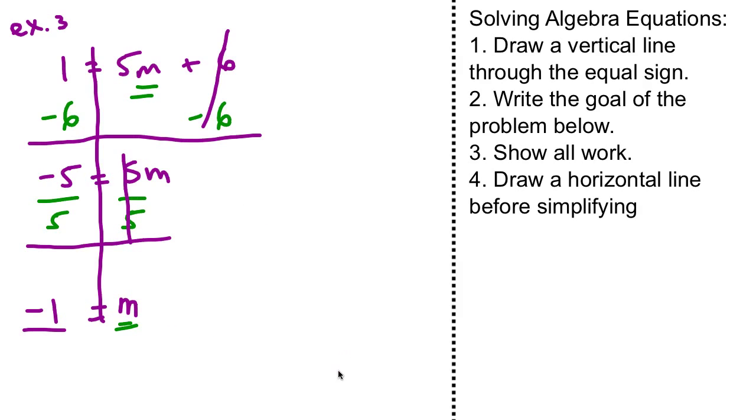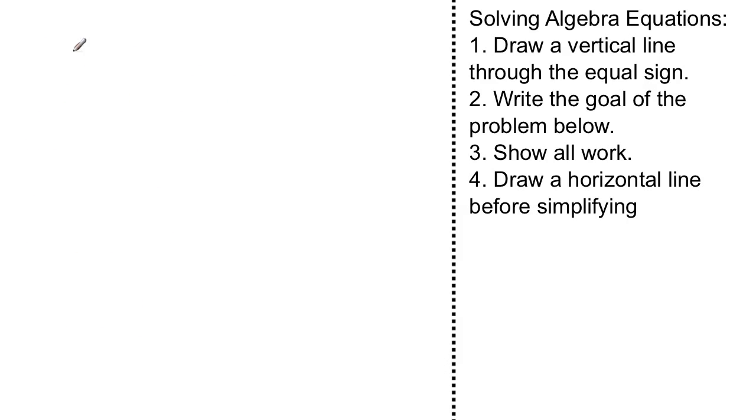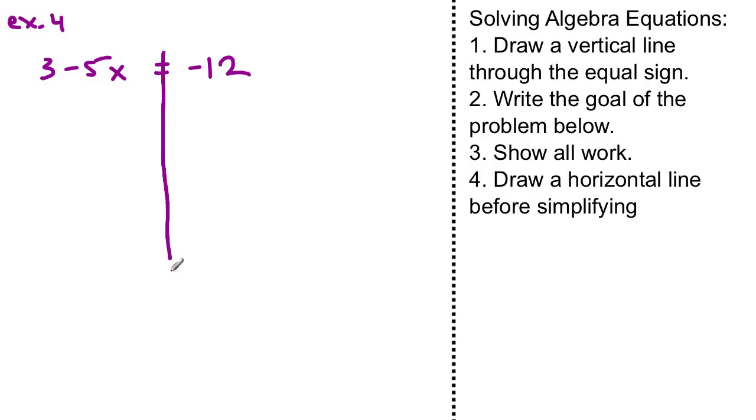Okay, well, let's do one last problem. We'll call this example 4, and it says 3 minus 5x is equal to -12. So let's go through the normal steps. Vertical line. The goal is to get x equal to a number. Now we want to start in. On this problem, we have this 3 as a problem and the -5 attached to x as a problem. So we want to take care of the 3 first.